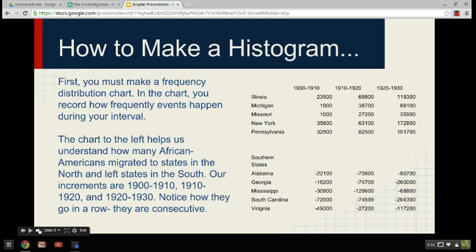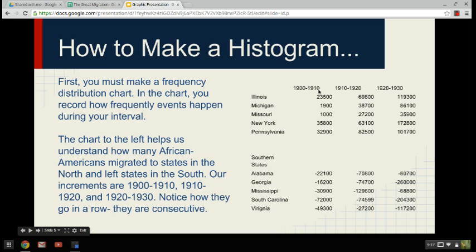The first thing we need to do if we're going to make a histogram is to make what we call a frequency distribution chart. I know that's a lot of fancy words, but it's just a chart where we're going to record how frequently events happen during our interval. And this data chart is something you already should have. This chart helps us understand how many African Americans migrated to states in the north and the south.